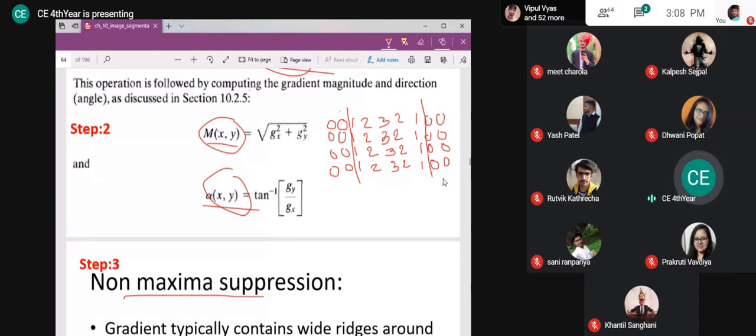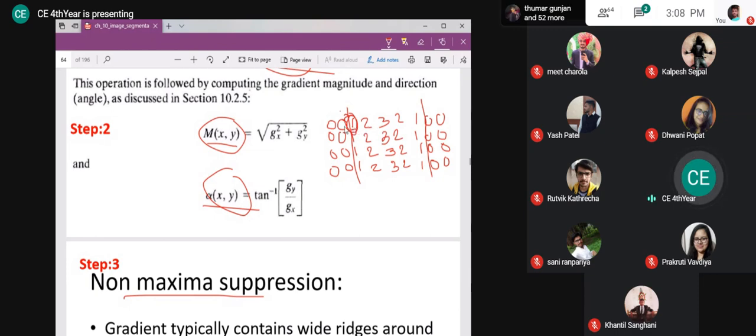Now what is non-maxima suppression? I will take any pixel of my edge and check whether any element larger than this value exists. If yes, then suppress it. If it is not a maximum one, suppress. Non-maxima suppression: take a pixel, observe, is it maximum in its neighborhood? If yes, then keep it, otherwise suppress, make it 0.